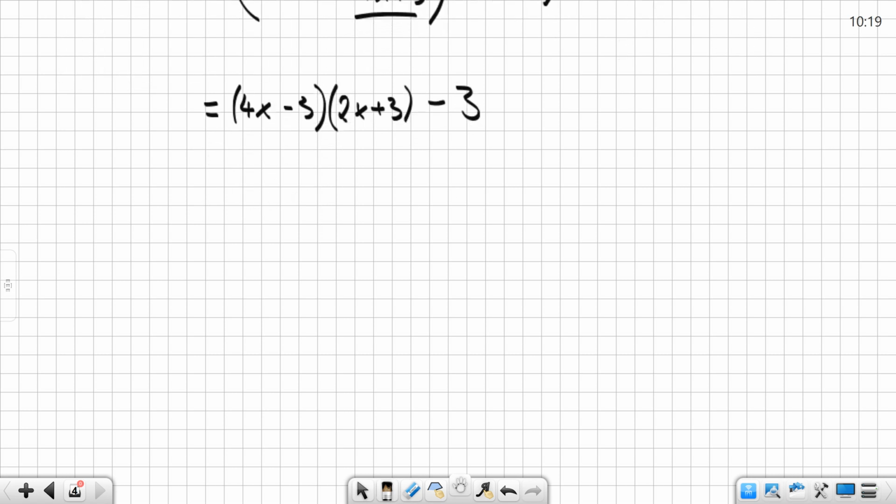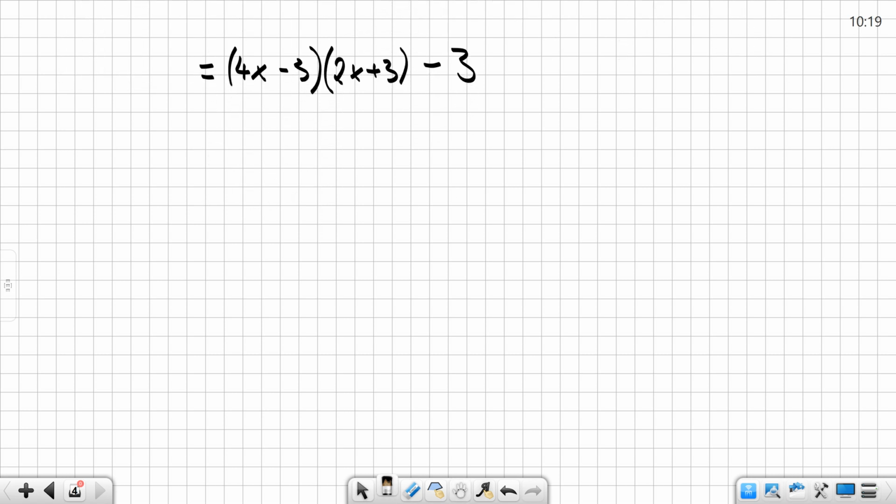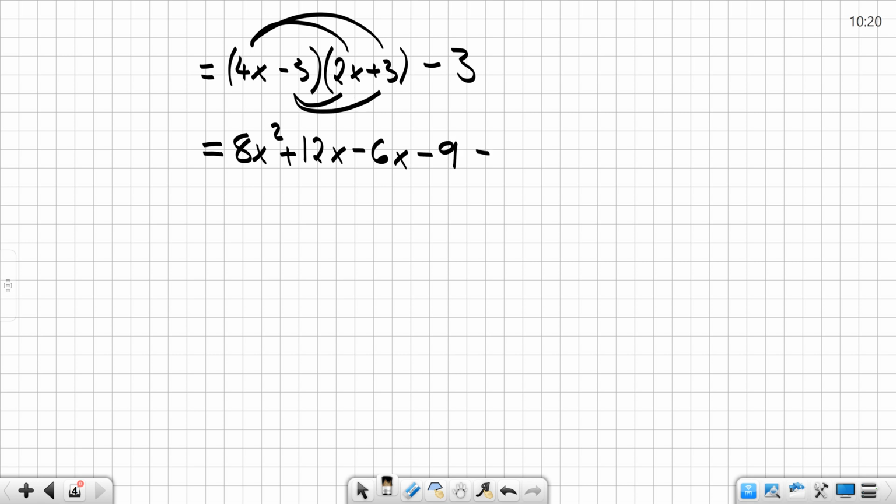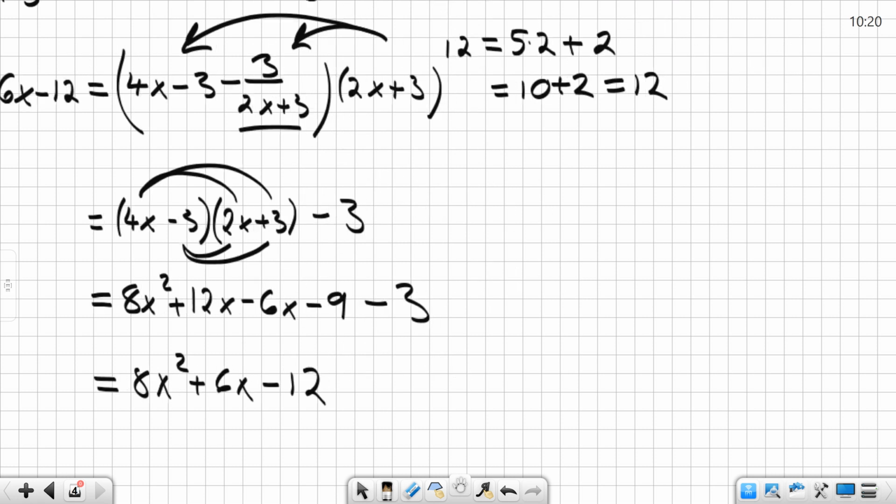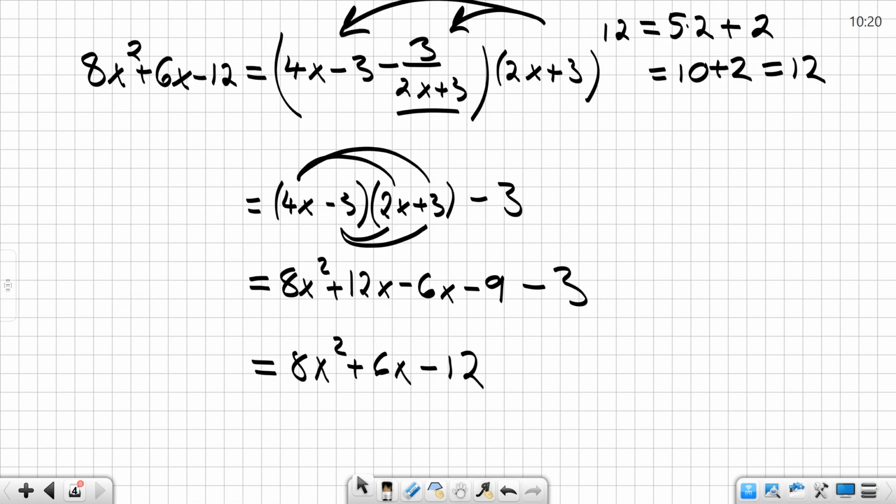I am going to practice now my chapter from before, multiplication of polynomials. 2x times 4x, that would be 8x squared. 4x times 3, that would be 12x. Negative 3 times 2x, that would be negative 6x. Negative 3 times positive 3, it would be negative 9, minus 3. And if I now combine like terms, I have 8x squared plus 6x minus 12. All right, let's have a look. Now, this is exactly what we were supposed to have.